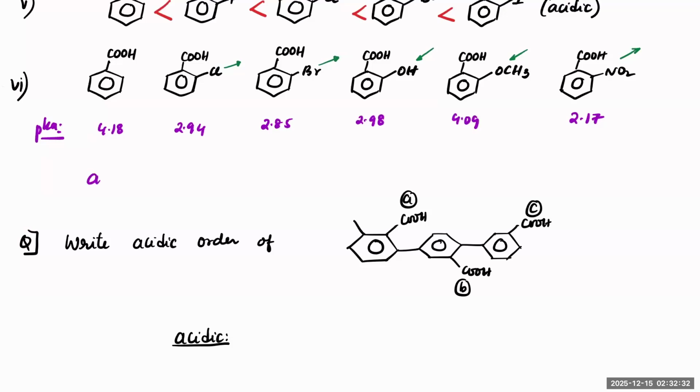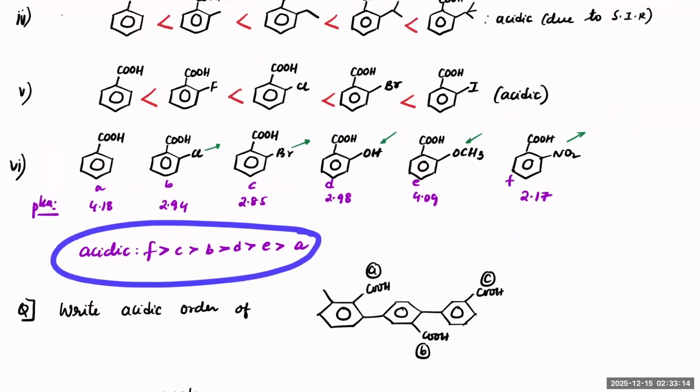So if we compare the acidic strength here, let me label these as A, B, C, D, E, and F. F will be the highest, the most acidic one. Then comes bromine, which is C. Then comes chlorine, which is B. And thereafter, all of them are donating only, but they all have to be greater than benzoic acid. So the next one is D, and then E, and lastly A. So this is the acidic strength order. Please check.